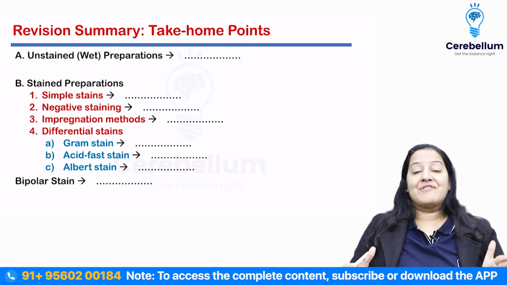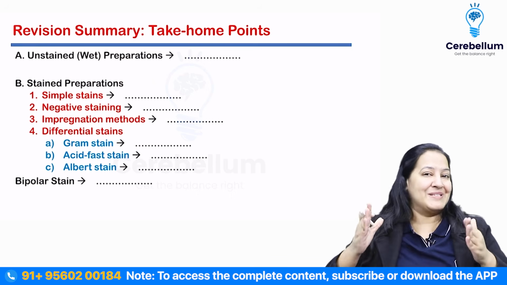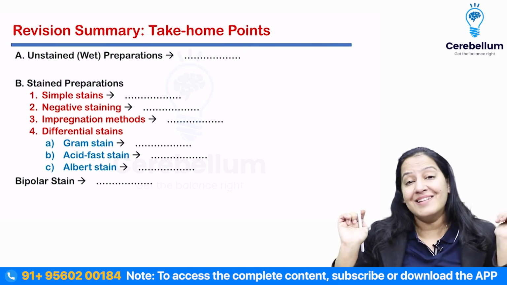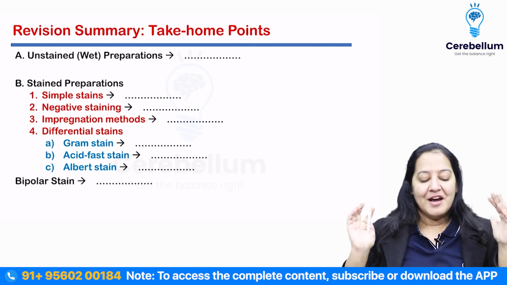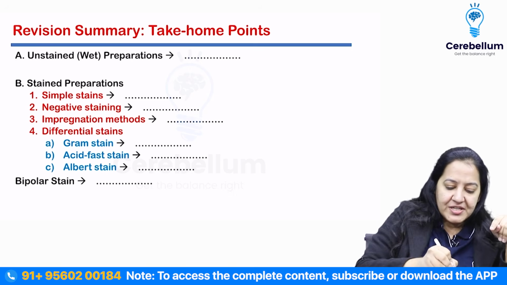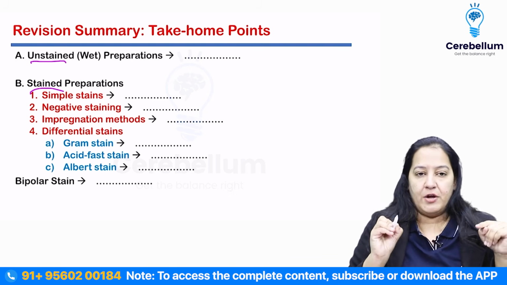So, we have completed the various types of staining methods. Let's revise it quickly. What we have learned in this session. Can you help me in the revision? Now, we have learned the 2 types of preparations, the unstained preparations and the various types of stained preparation. Now you have to help me.